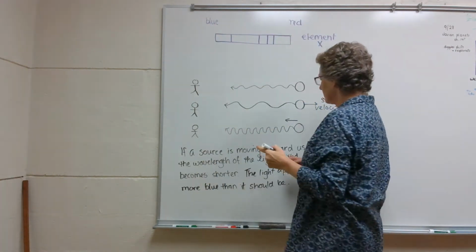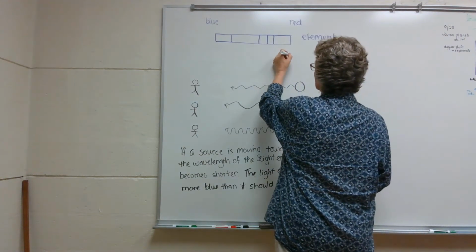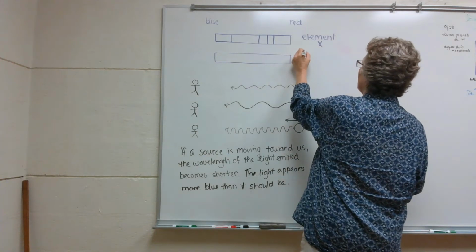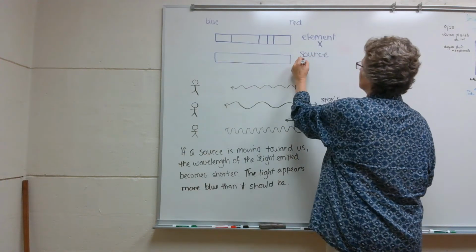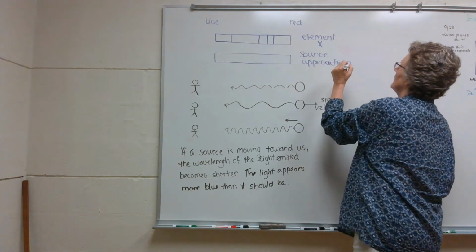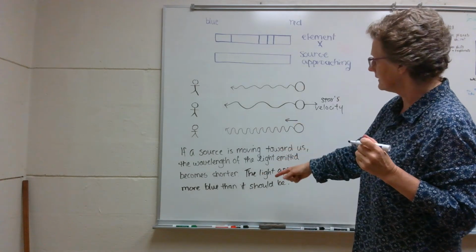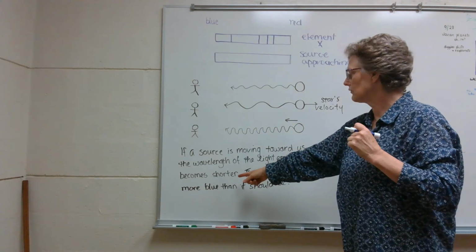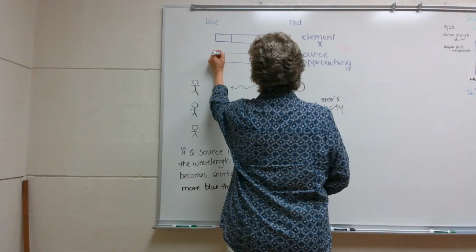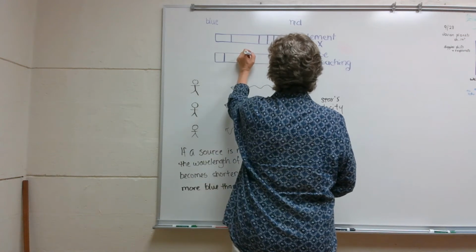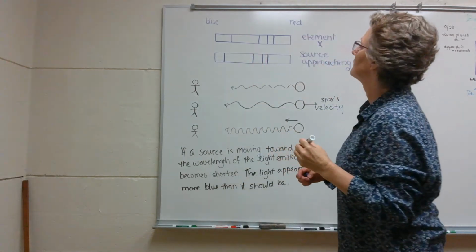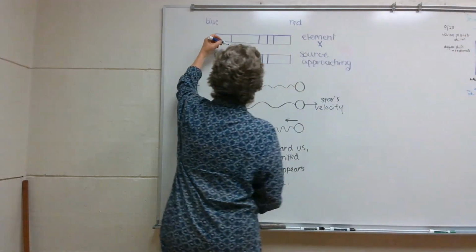Okay, so what I'm going to see if I have a source moving towards me, a source approaching, is that the lines are shifted to the shorter end of the spectrum, which is more towards the blue end. So this line becomes here. This line is moved down by the same amount, and this, and this. So each of these lines gets shifted.